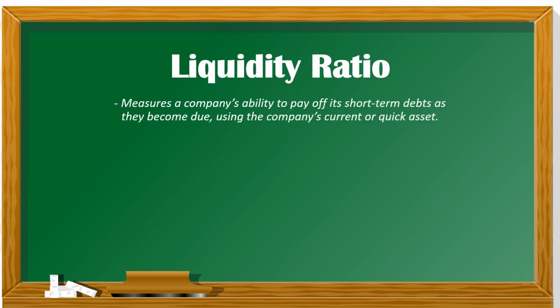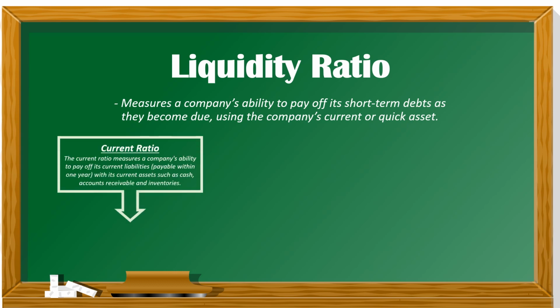Now, liquidity ratio measures a company's ability to pay off its short-term debts as they become due using the company's current or quick assets. Liquidity ratios are an important class of financial metrics used to determine a debtor's ability to pay off current debt obligations without raising external capital. So here, in this category, we have three common types of liquidity ratio.